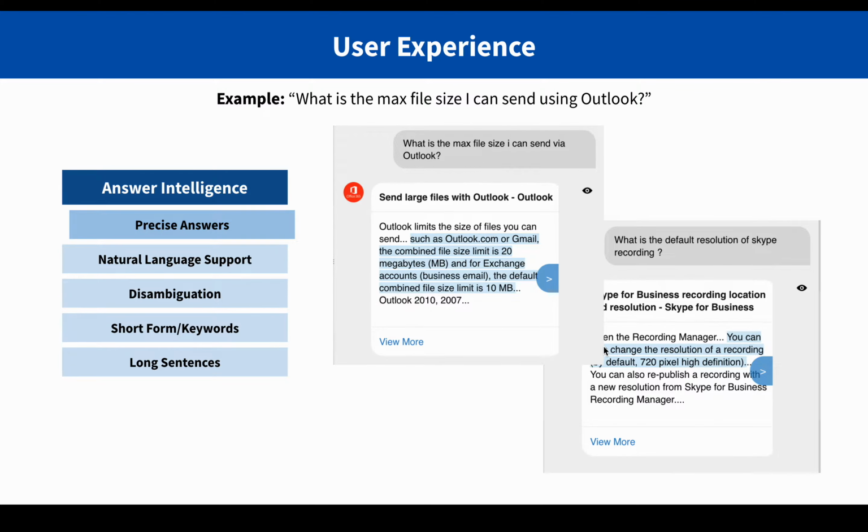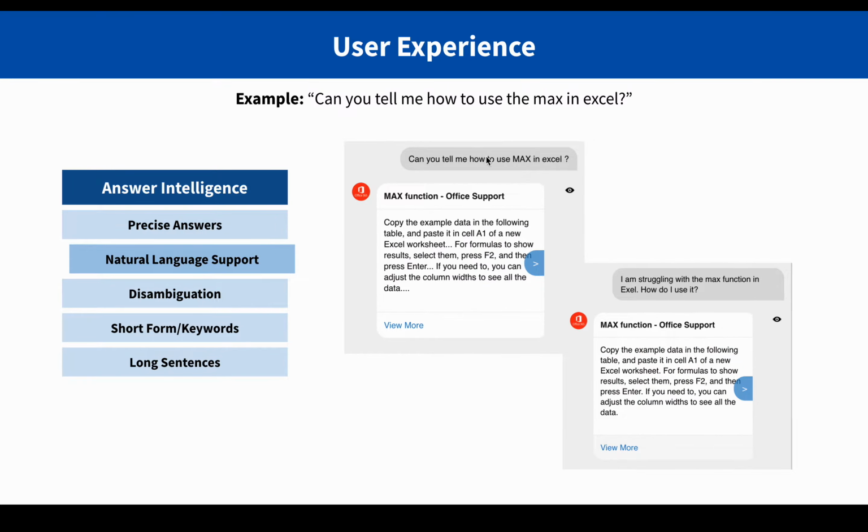Now, specifically in today's video, we're going to be looking at things like precision in the answer, right? Being able to highlight the specific response to a user query. Being able to understand variations, right? Natural language support. People don't always say the same thing when they're talking to a virtual assistant. They might ask the same question in different ways, and we have to be robust in answering those questions.